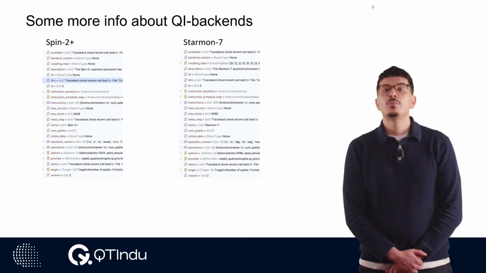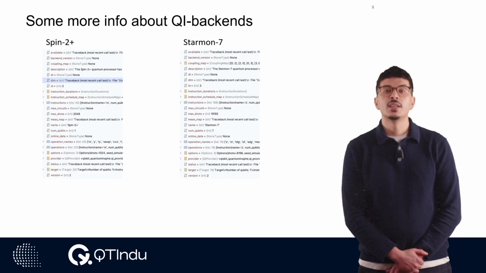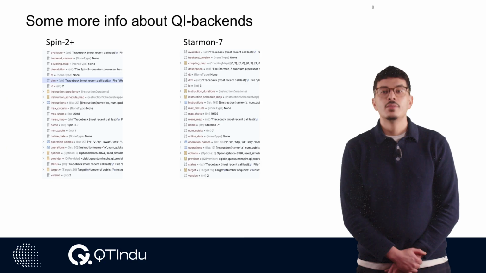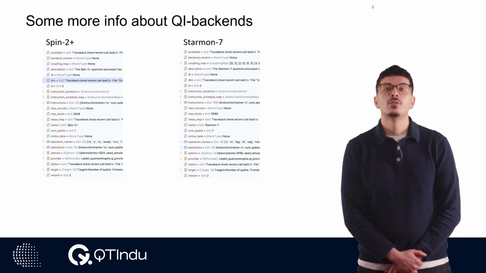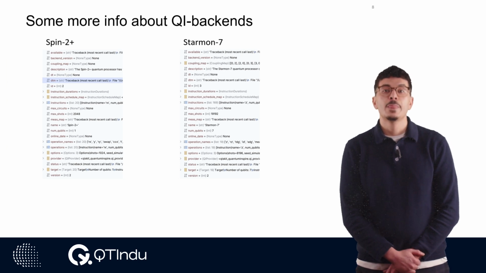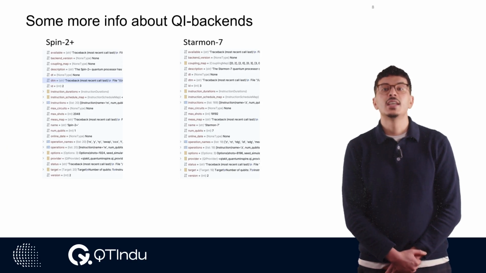The field operation names defines the subset of cQASM operations that is supported by the backend. Field max shots defines the maximum number of shots that the backend allows. The number of shots is a parameter for the backend method run as we saw earlier. If this number exceeds the maximum number of shots, the number of shots is automatically capped to the max number of shots.